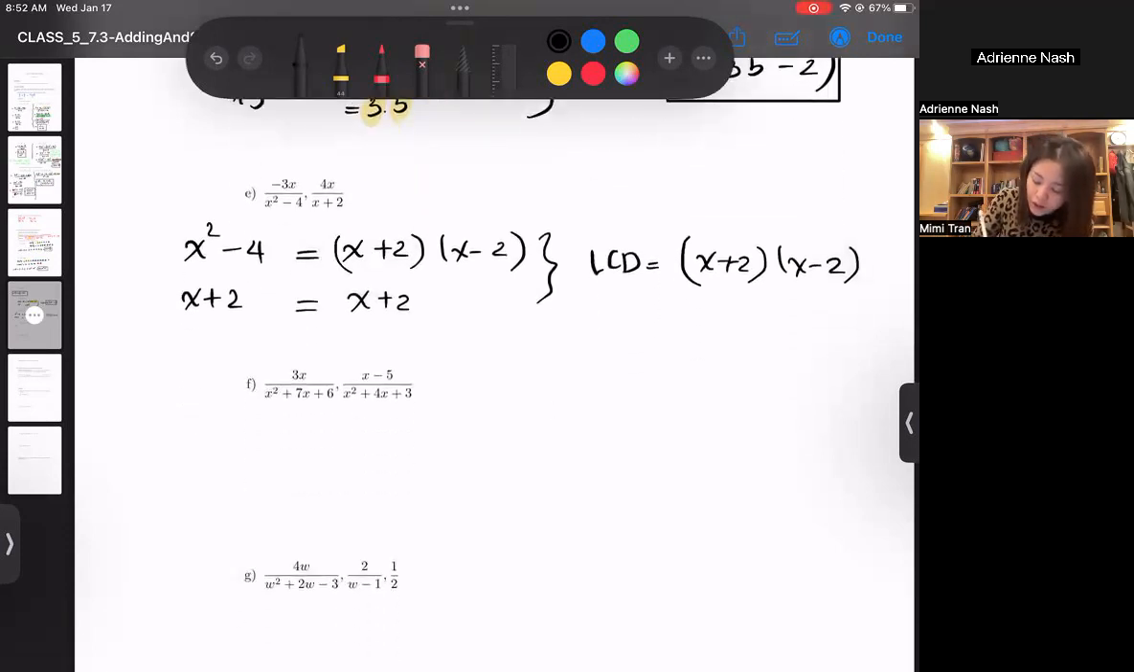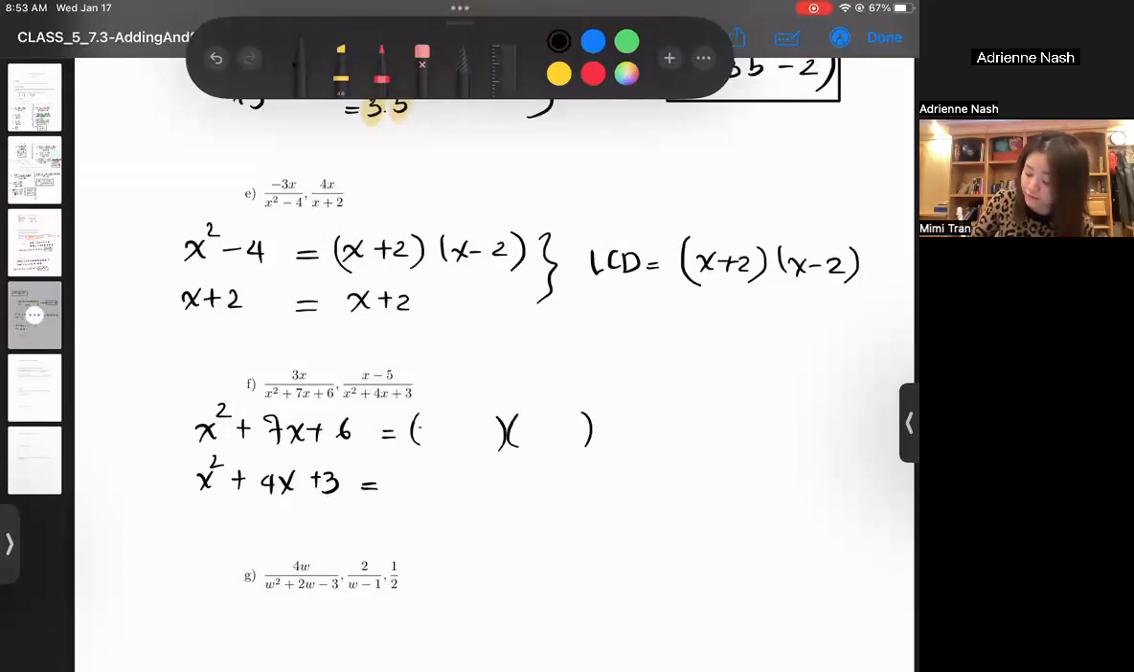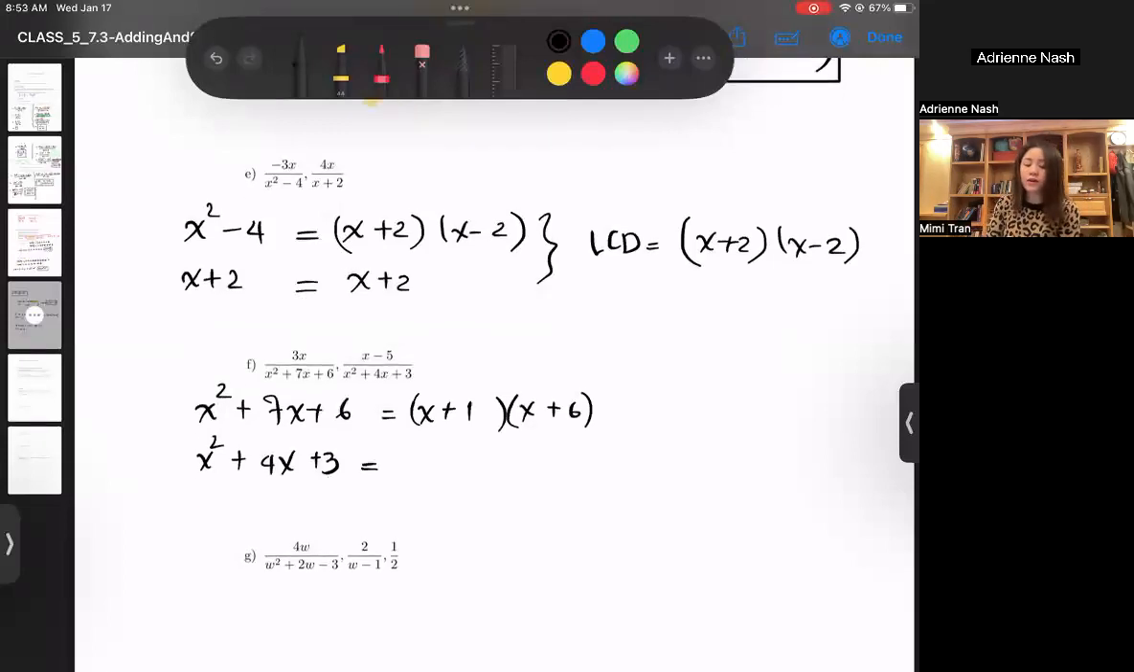Onward, I got x squared plus 7x plus 6, and then x squared plus 4x plus 3. Let's factor them because they're totally different things, right? Let's factor them so you don't pick something redundant. x squared plus 7x plus 6: two numbers that multiply to 6 and add to 7, 6 and 1. x plus 1, x plus 6. And then x squared plus 4x plus 3: two numbers that multiply to 3 and add to 4. x plus 1, x plus 3.